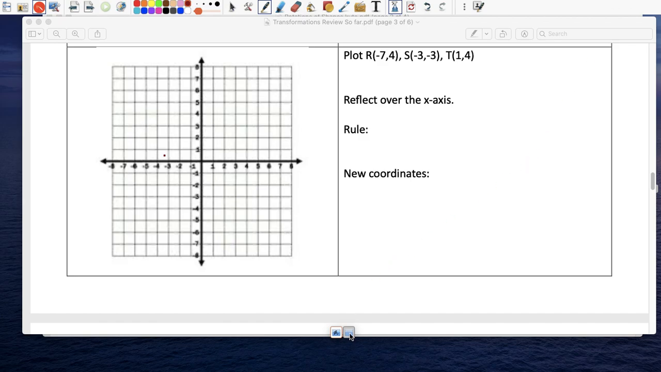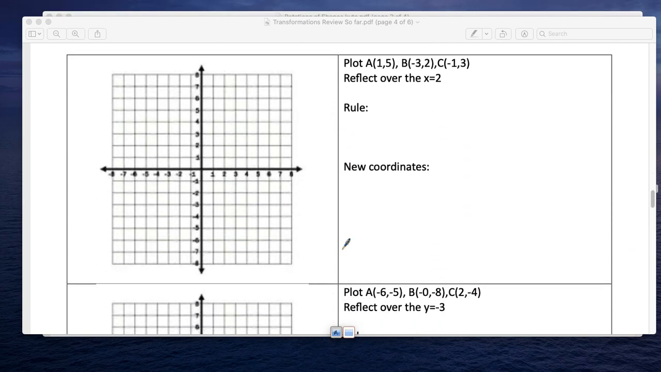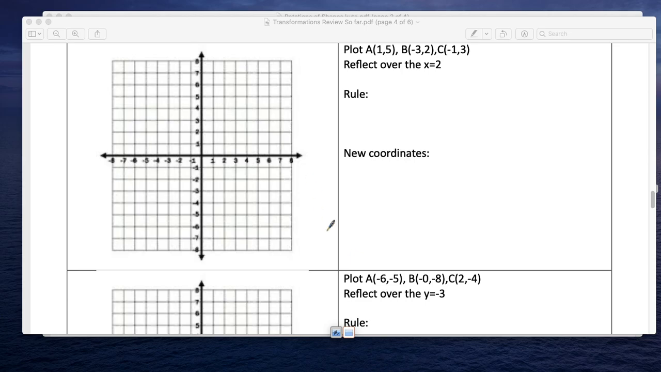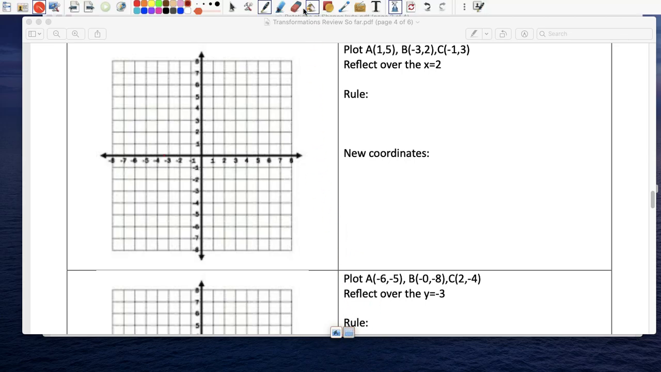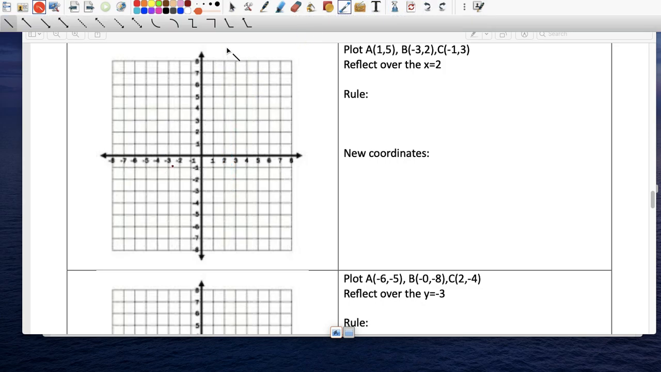Hopefully so far so good. Okay. The line is x equals 2, so go to x. Where's x? My x-axis. This is the line where x equals 2. A little better. This is the line where x equals 2.